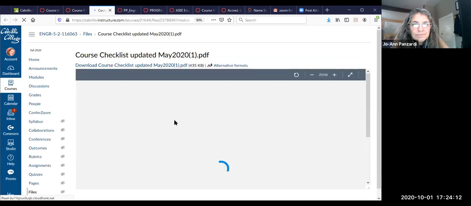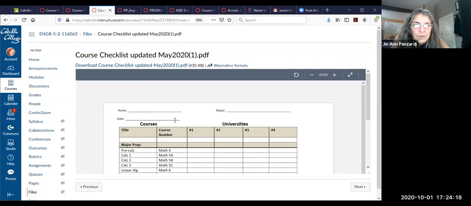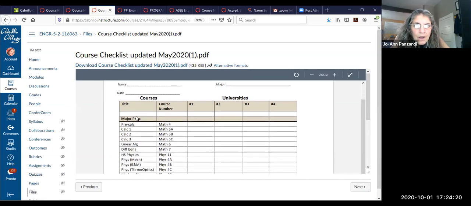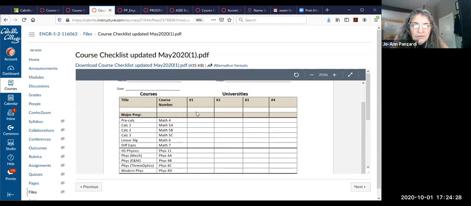And I would print it out. So do you see what's here? The first 2 columns list all the course numbers at Cabrillo and what their names are. And the next 4 columns represent which university you want to go to. Okay? So I am going to stop for a minute, and I'm going to show you how to use Assist.